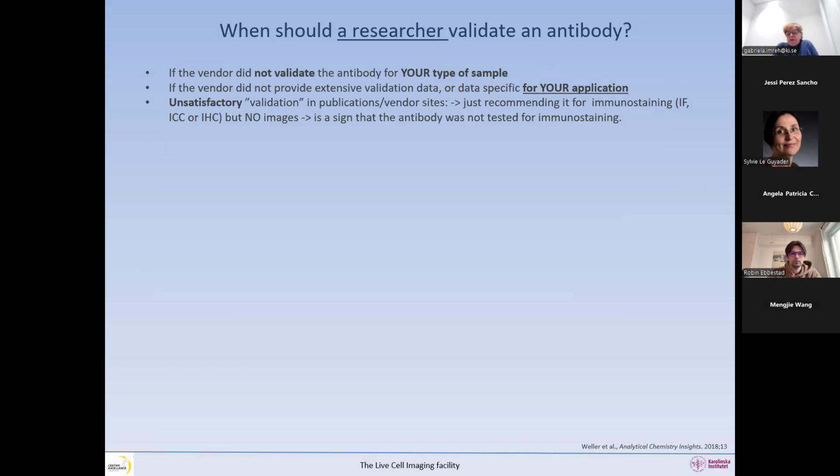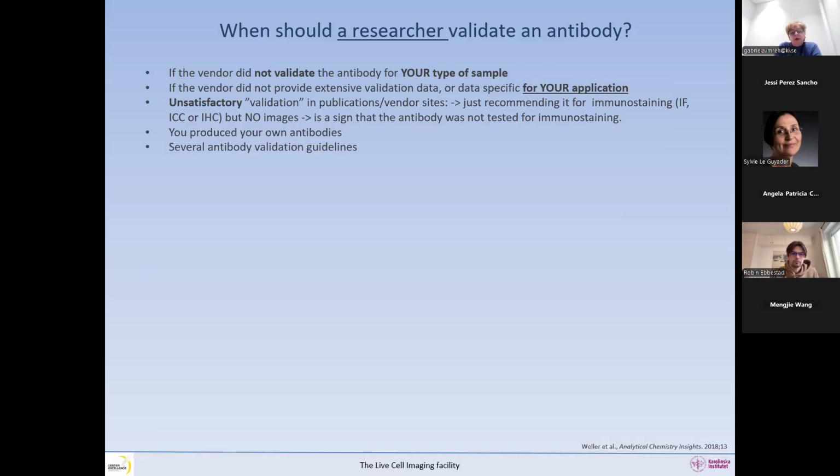You find you have unsatisfactory validation data, or the publication, that is the citation, that the manufacturers provide. Just because it's recommended for immunostaining, for example, but you don't see any image whatsoever, that's a sign that the antibody actually was not tested for immunostaining. When you produce your own antibodies, you should definitely, of course, validate the antibody.